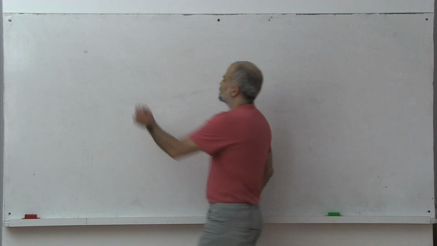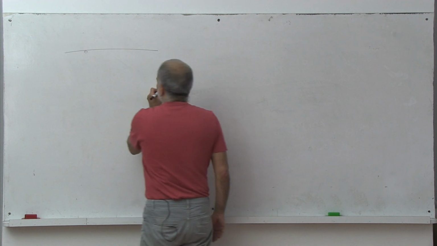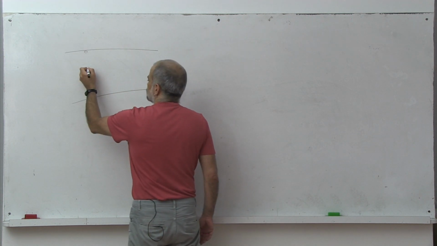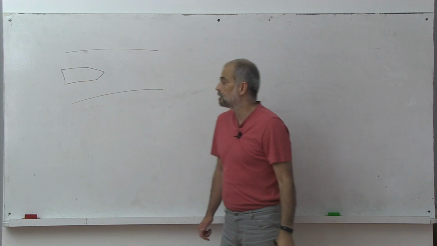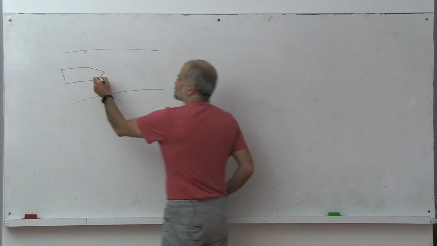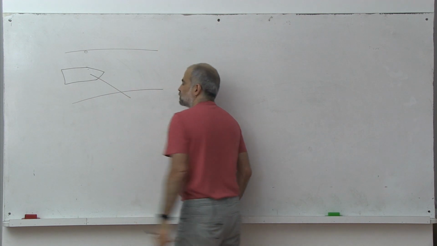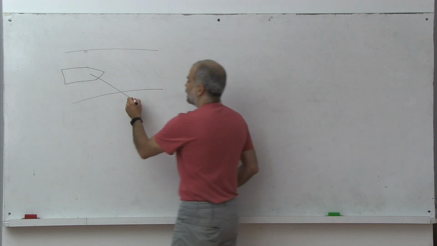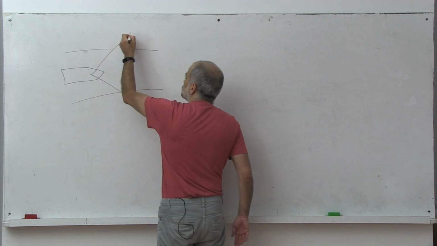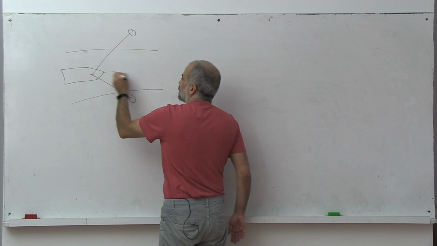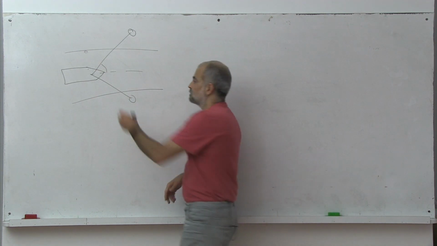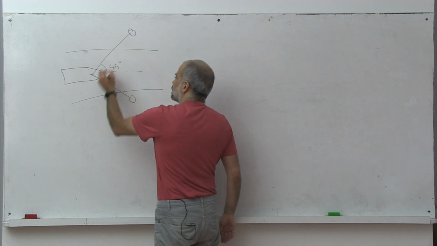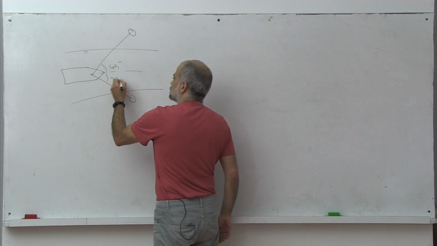Let's consider this example. Let's have a river, and in this river there is a boat. And there are two boatmen. One is pulling it in this direction, and the other one is pulling it in this direction. And this angle is 45 degrees, and this is 37 degrees.